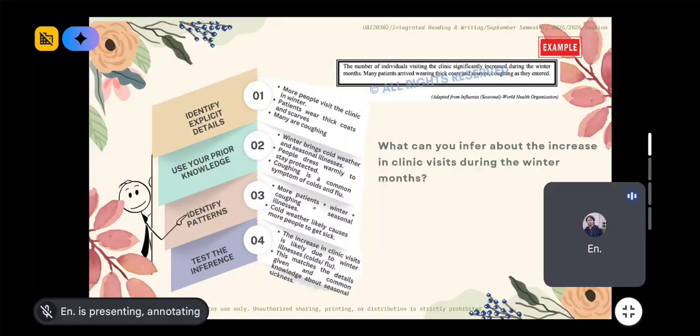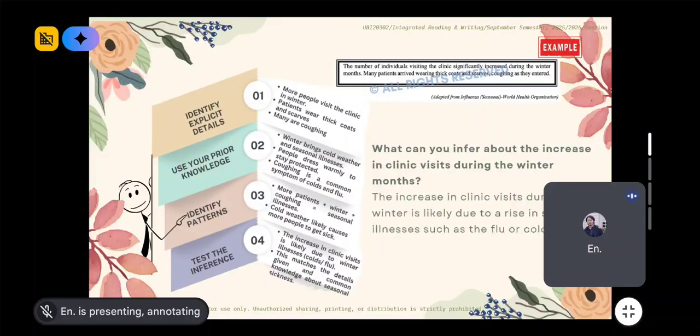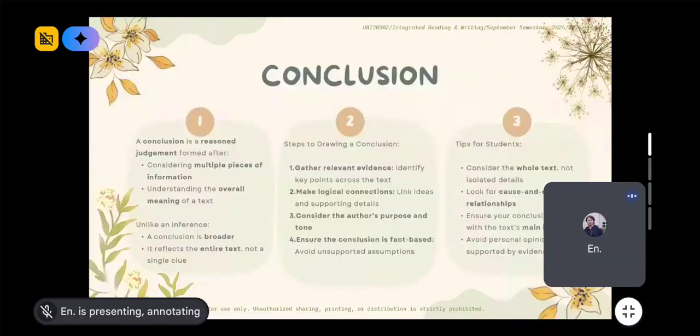So now we test the inference. The increase in clinic visits is likely due to winter illnesses, such as colds and flu. This matches the details given and common knowledge about seasonal sickness. So what can you infer about the increase in clinic visits during the winter months? That the increase in clinic visits during winter is likely due to a rise in seasonal illnesses such as flu or colds. Meaning that basically we need to understand that winter equals seasonal sickness. Okay, clear on that?